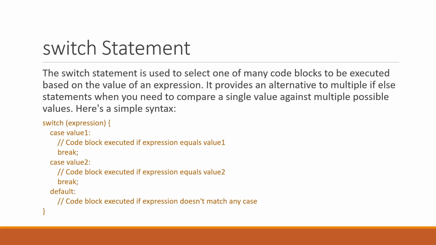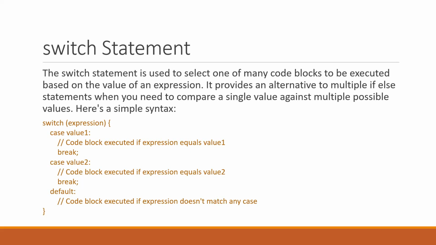The switch statement evaluates the value of the expression. Inside the switch block, there are multiple case labels followed by constant values, value 1, value 2, etc. These labels specify the different possible values of the expression. If the value of the expression matches one of the case labels, the corresponding code block associated with that case label is executed.